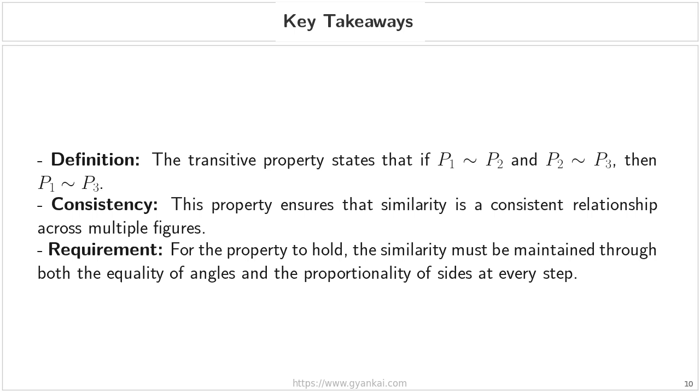Finally, remember the essential requirement for this property to hold true. We cannot simply rely on one aspect of similarity. For the transitive property to be valid, the similarity must be maintained through both the equality of corresponding angles and the proportionality of corresponding sides at every single step of the process. All right, let's wrap up our discussion by reviewing the key takeaways from today's lesson. Now, before we finish, I want to point out a few common pitfalls to avoid when applying this property in your homework or exams.